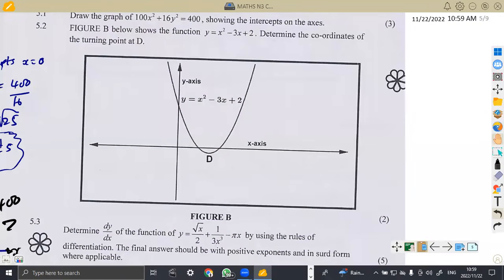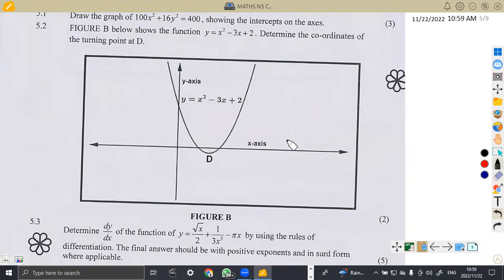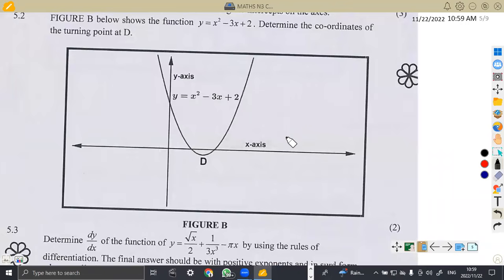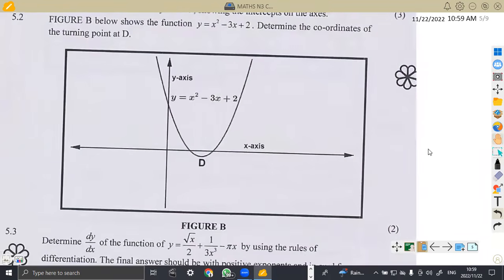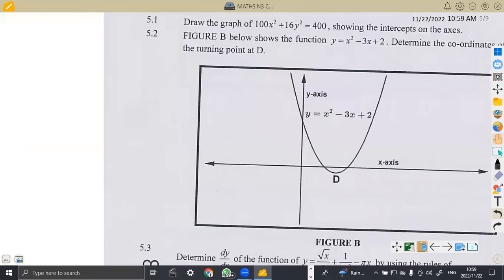Okay, Fig 5 on 5.2, we have got Fig B that we are given, and from this Fig B, we are given that we have got the equation, which is y is equal to x squared minus 3x plus 2. Determine the coordinates of the turning point of D. So to determine the coordinates of the turning points, there are so many ways. We can use derivatives. We can use the concept of x being equal to minus b over 2a. Remember, if we have got an equation in the form y is equal to ax squared plus bx plus c, x is equivalent to minus b over 2a at the turning point.